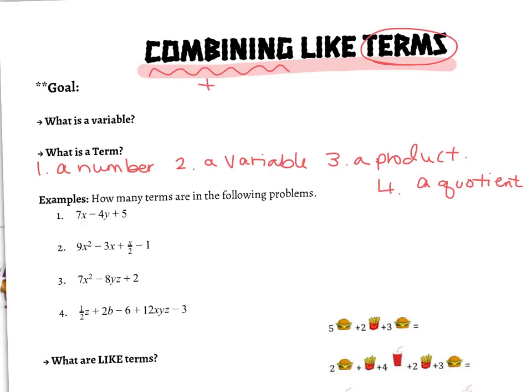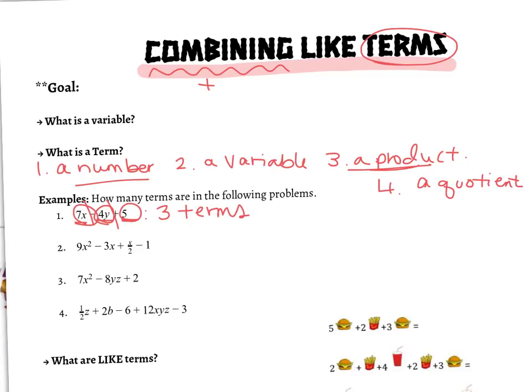So if I look at these examples, 1, 2, 3, and 4, and we did one very quickly last class, so if we do it a little bit more, how I separate my terms is I draw slashes before every plus sign and every minus sign. So if I draw a slash before every plus sign and every minus sign, I'm going to notice I have 7x, negative 4y, and 5. So notice I have 3 terms. Okay? Notice 7x is considered a product because it's 7 times x. Negative 4y is also a product because it's negative 4 times y. And 5 is just simply a number.